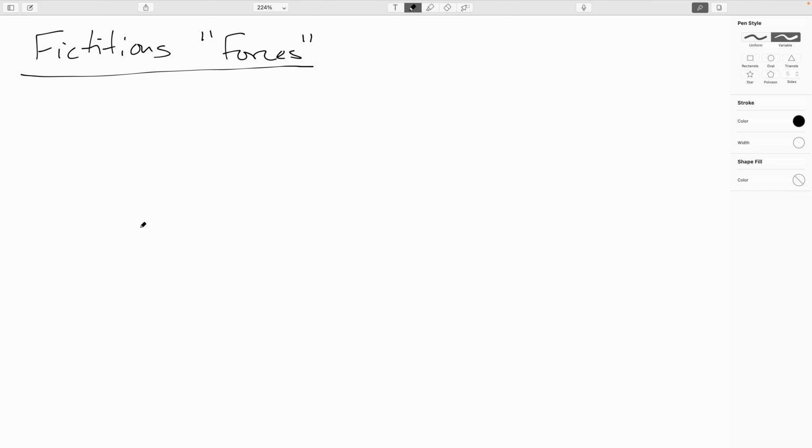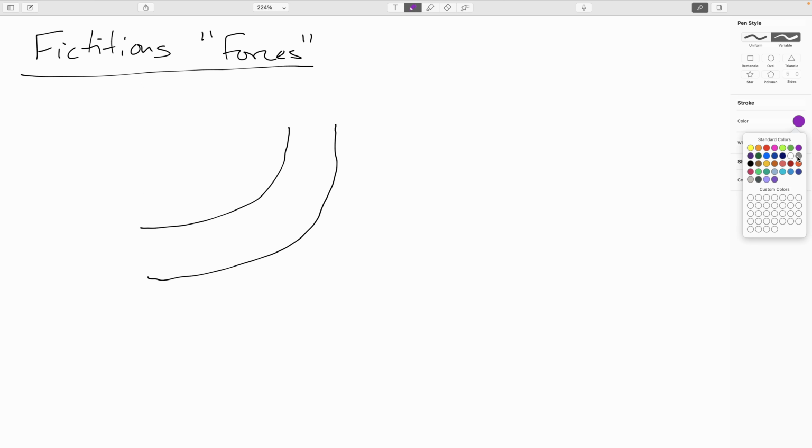So let's take a bird's eye view of a curve around a road. And let's say you are in a car. So we're looking down from above here. Car's going around the corner like so. And here you are in the driver's seat of the car. Now, my question for you is, what is it that's making you go around the curve?